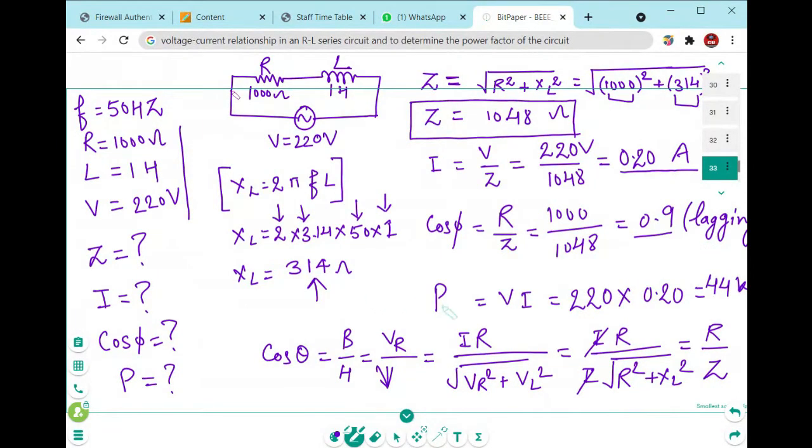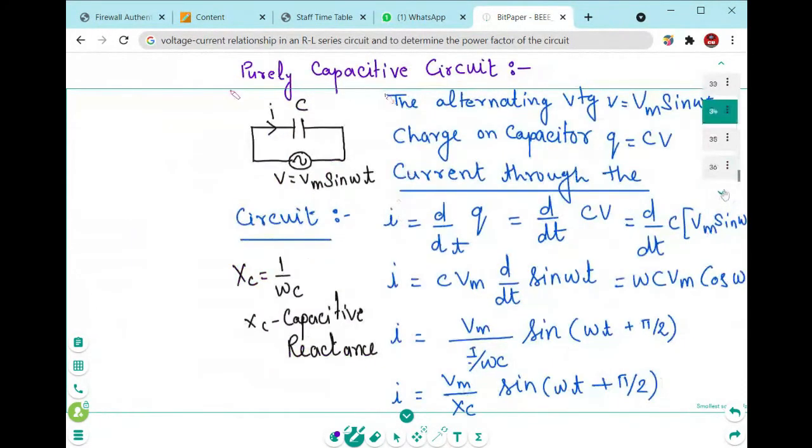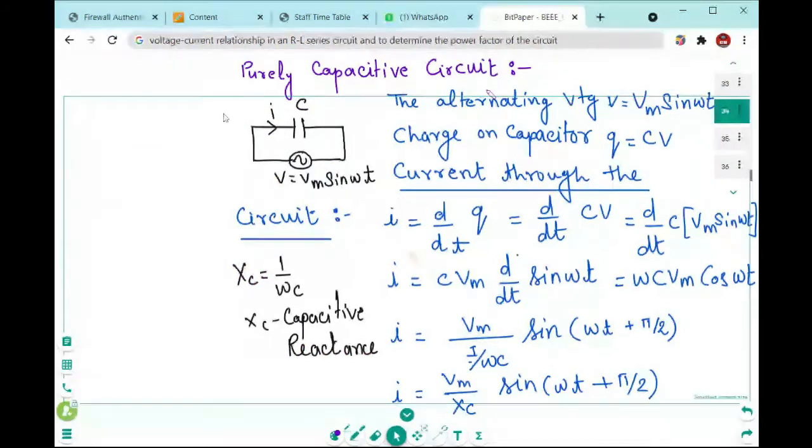After that you have to calculate the power. So what is the formula for power? Power is equal to voltage multiplied by the current. So you have the input voltage 220 volt, that should be multiplied with this current, and you will get the power equal to 44. You can see right here.